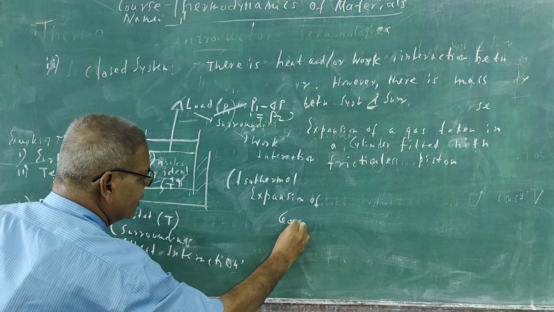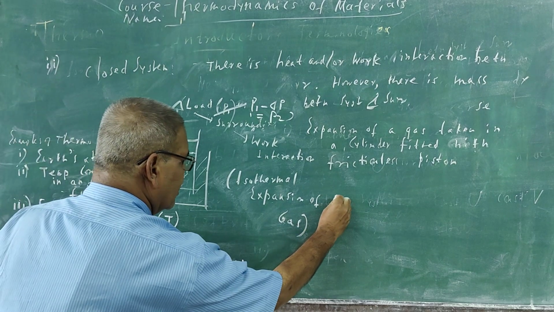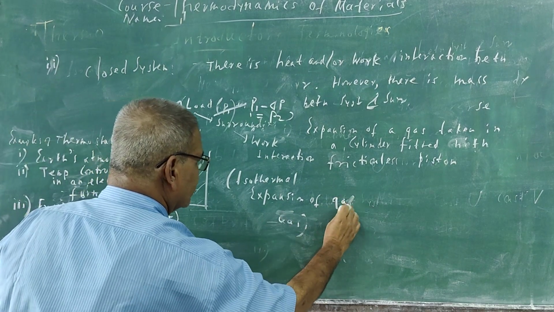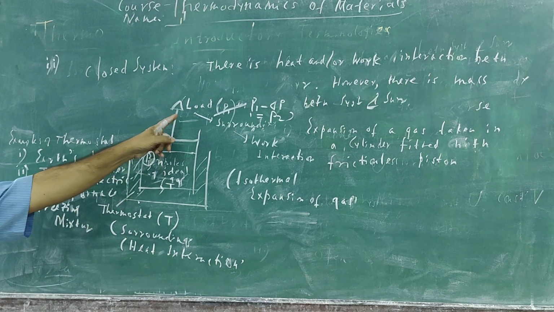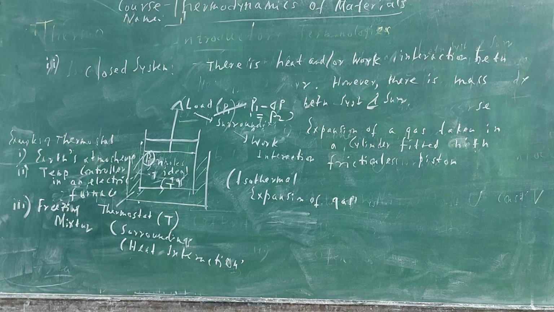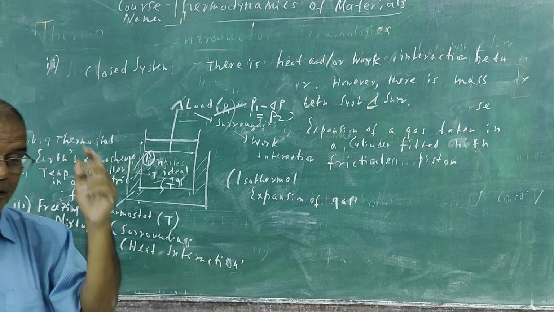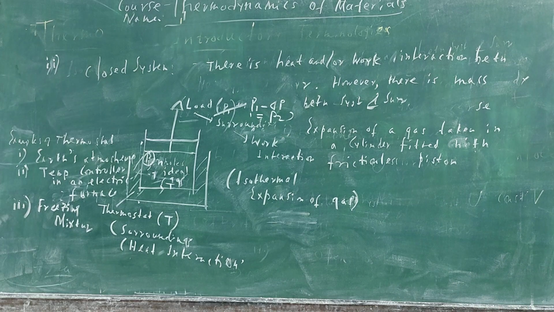So I just touched upon what is heat interaction, work interaction, in the expansion of gas. So heat interaction you have understood, heat interaction, work interaction. But you know that. What is the other criterion to be a closed system? Tell me. You know it.